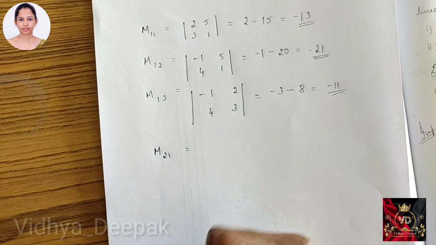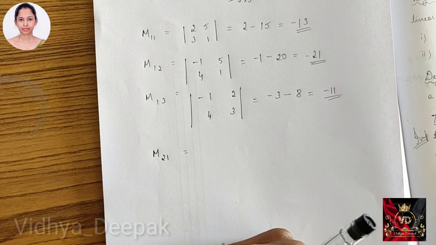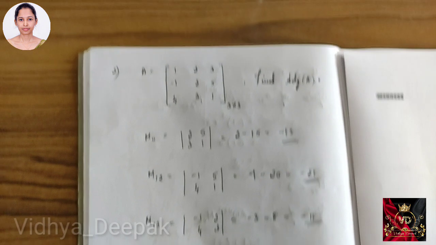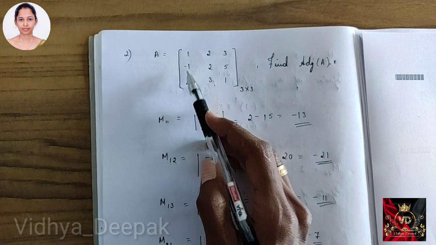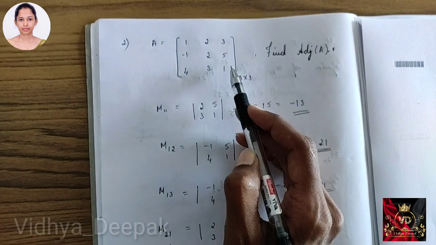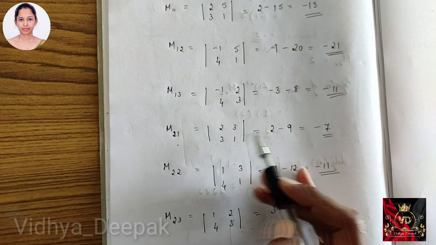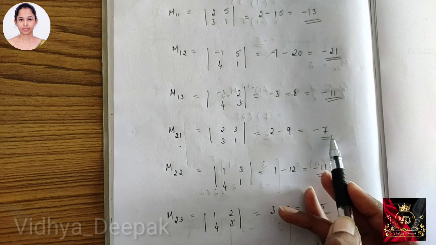Again, likewise, we have to find M21, M22, M23, M31, M32 and M33. Try doing it. Here, M21 is nothing but this element. So this row and this column get deleted. So 2, 3, 3, 1 are the elements. Determinant of this is 2 1s are 2 minus 3 3s are 9. 2 minus 9 is minus 7.